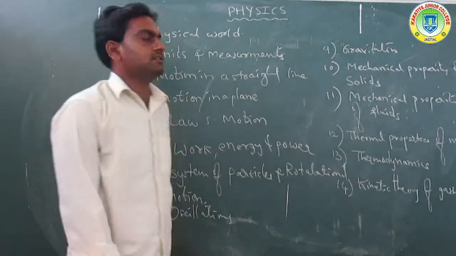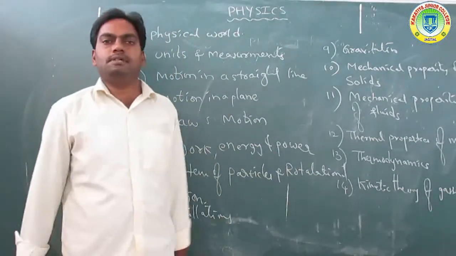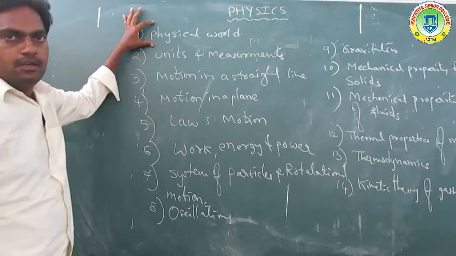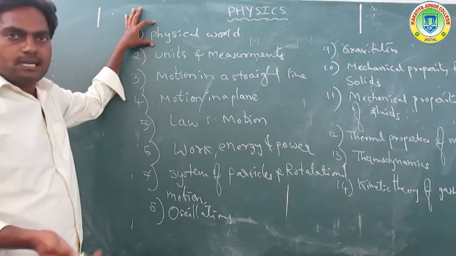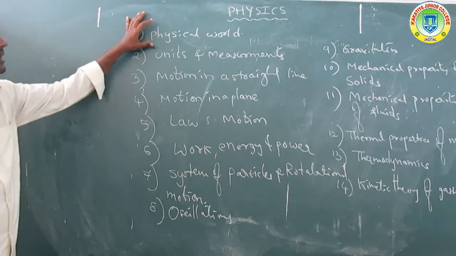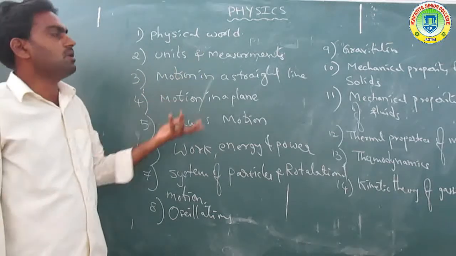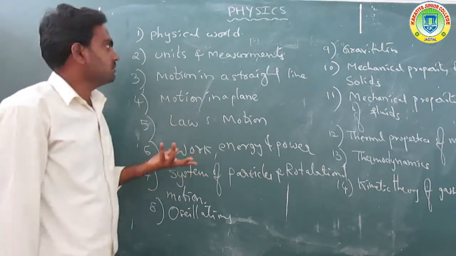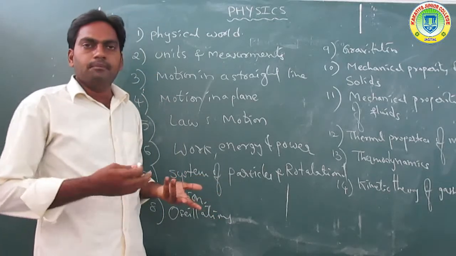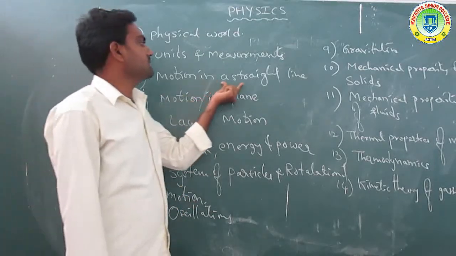Clear? Now there are a total of 14 chapters in first year physics. The first chapter is physical world. What is physics? What is the C.V. Raman effect, the Chandrasekhar effect? All of this is studied in the physical world. What are units and how to do measurements? Length is called a measurement. We take units.